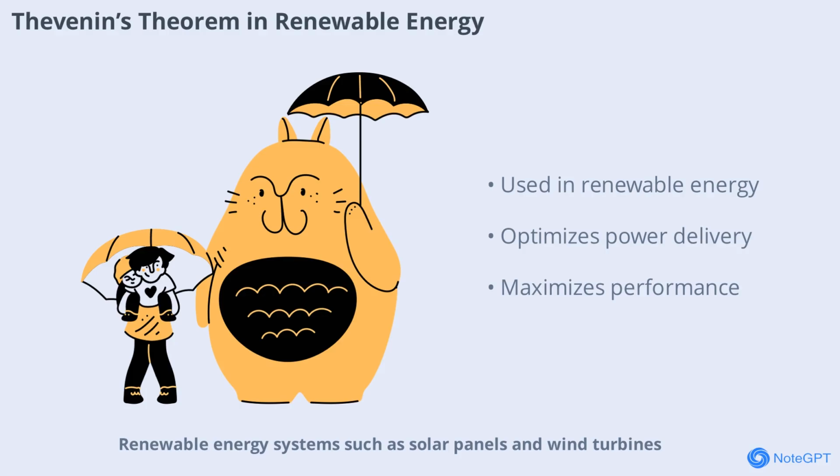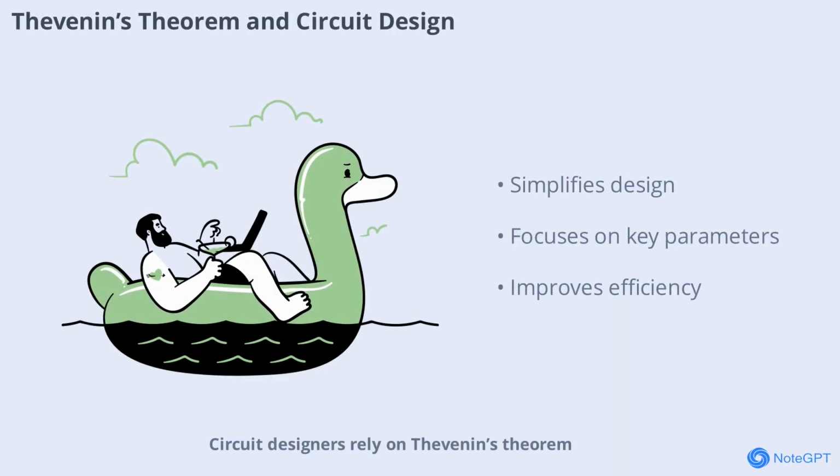Renewable energy systems, such as solar panels and wind turbines, often use Thevenin's theorem to analyze and optimize power delivery. By modeling the source and load as Thevenin equivalents, engineers can ensure that energy is transferred efficiently, maximizing the performance of green technologies.